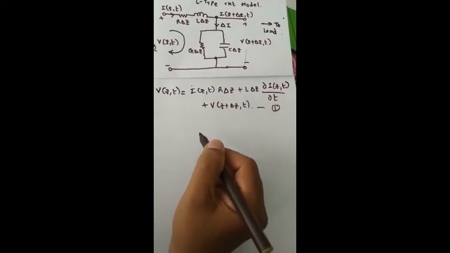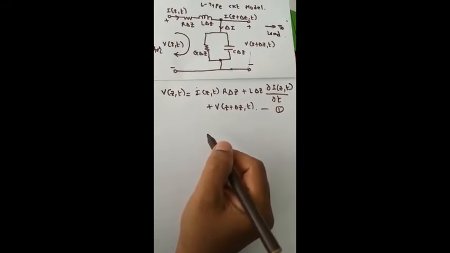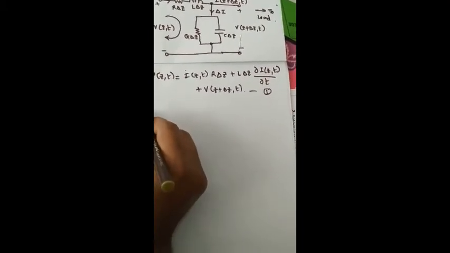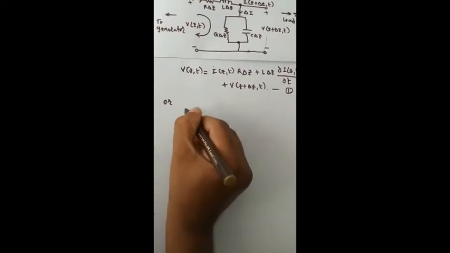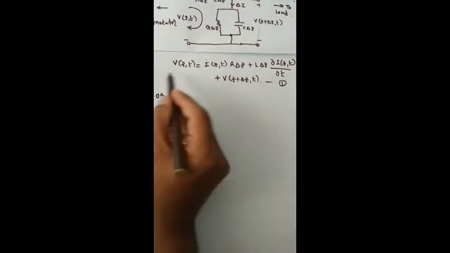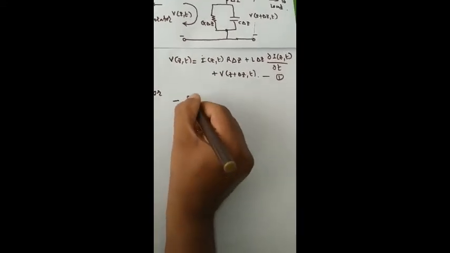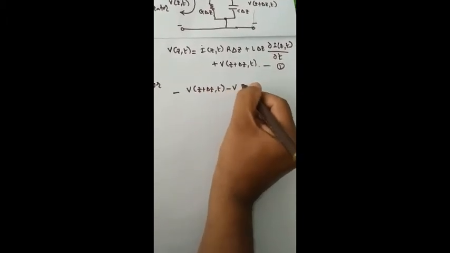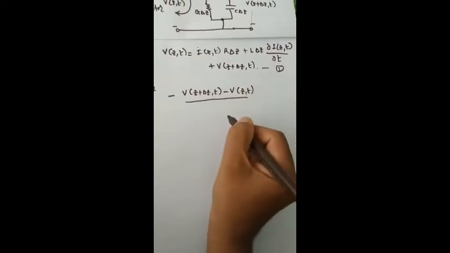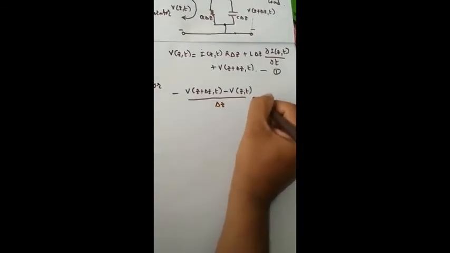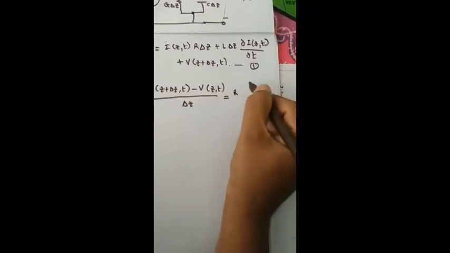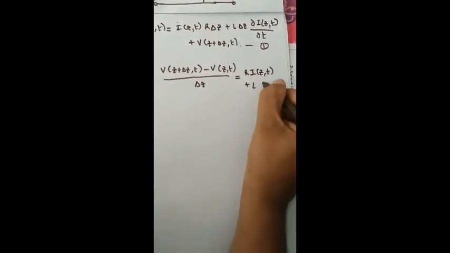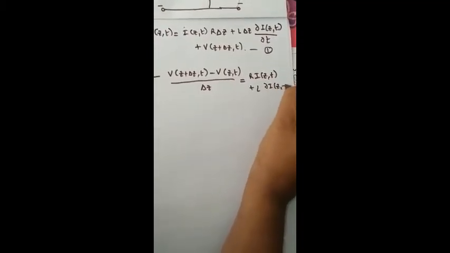Now we have the KVL relation. Let me rearrange this equation in such a way that I put this part on the left side: minus [V(z+delta z,t) minus V(z,t)] over delta z is equal to R I(z,t) plus L dI(z,t)/dt.